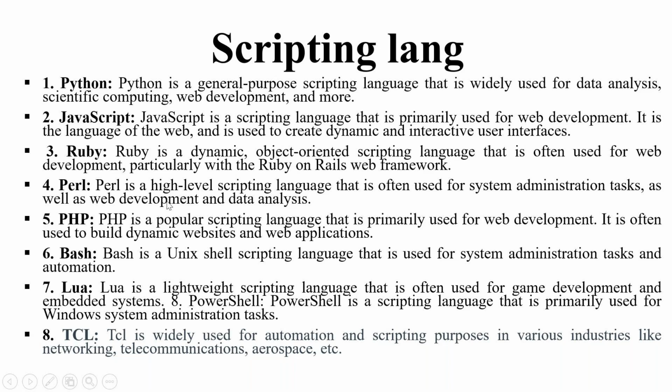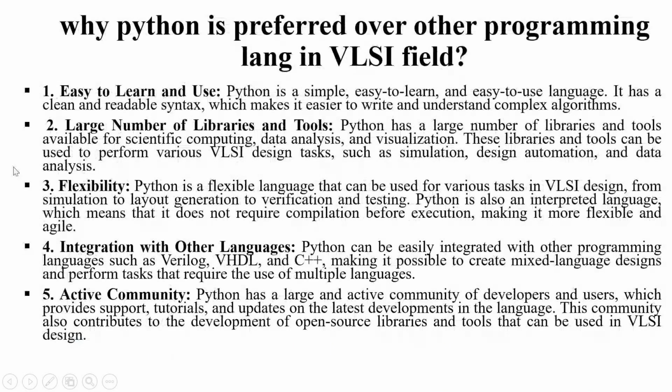So out of all these scripting languages, why is Python preferred in the VLSI area? Python is open source, easy to learn and use, and supports a large number of libraries and tools. Over 3 lakh libraries are available in Python, whereas other scripting languages have limited library support compared to Python. And because of its flexibility, Python can be integrated with other programming languages, and there is also active community support for Python.